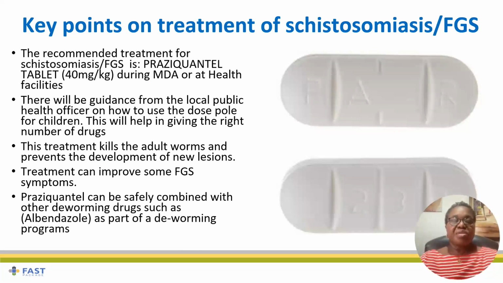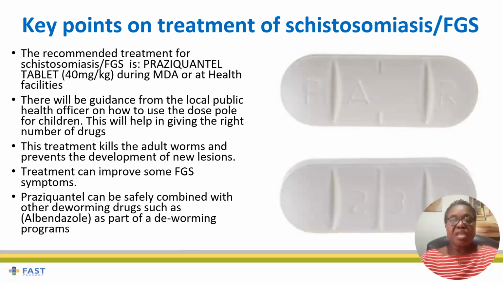So, like I said, the recommended treatment for schisto-FGS is praziquantel during MDA, 40 milligrams per kilogram body weight. There will be guidance from local public health officers about the use of a dose pole. Sometimes, because the community workers cannot properly weigh people, or there are no scales in the communities, it is the dose pole that is used. So you get the height of the person and give a number of tablets according to height.